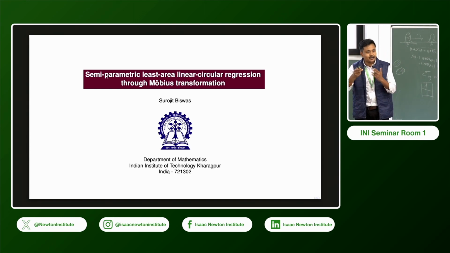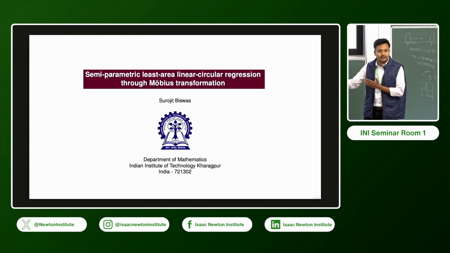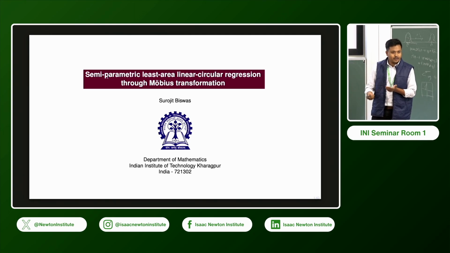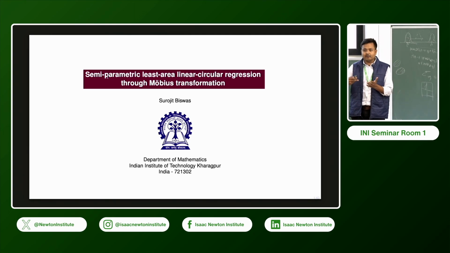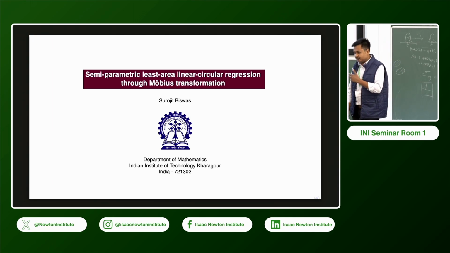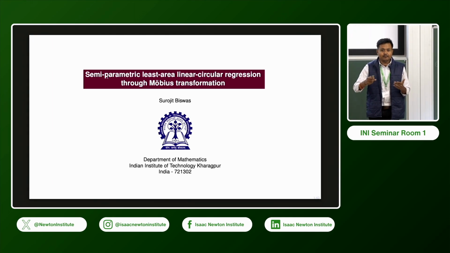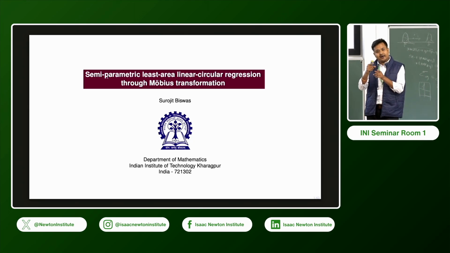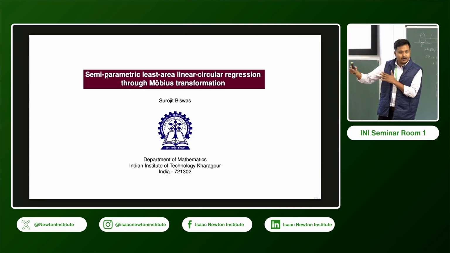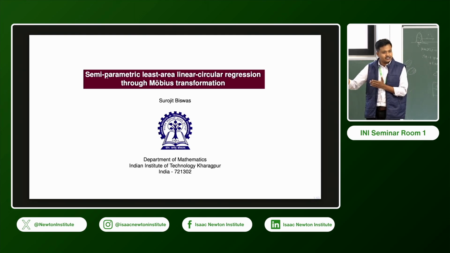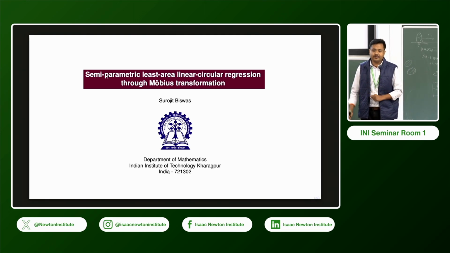The title is semi-parametric linear-circular regression through Mobius transformation. What I can understand is that there are two different types of random variable associated, right? One is linear, another is circular. Linear random variables we all know, and circular is when we talk about direction, like wind direction, wave directions, and in bioinformatics you will find the torsional angle, the angle between the protein's alpha carbon bond and the other part of the protein. Those are random angles, and those areas are considered directional statistics, and the circular random variable is among them.